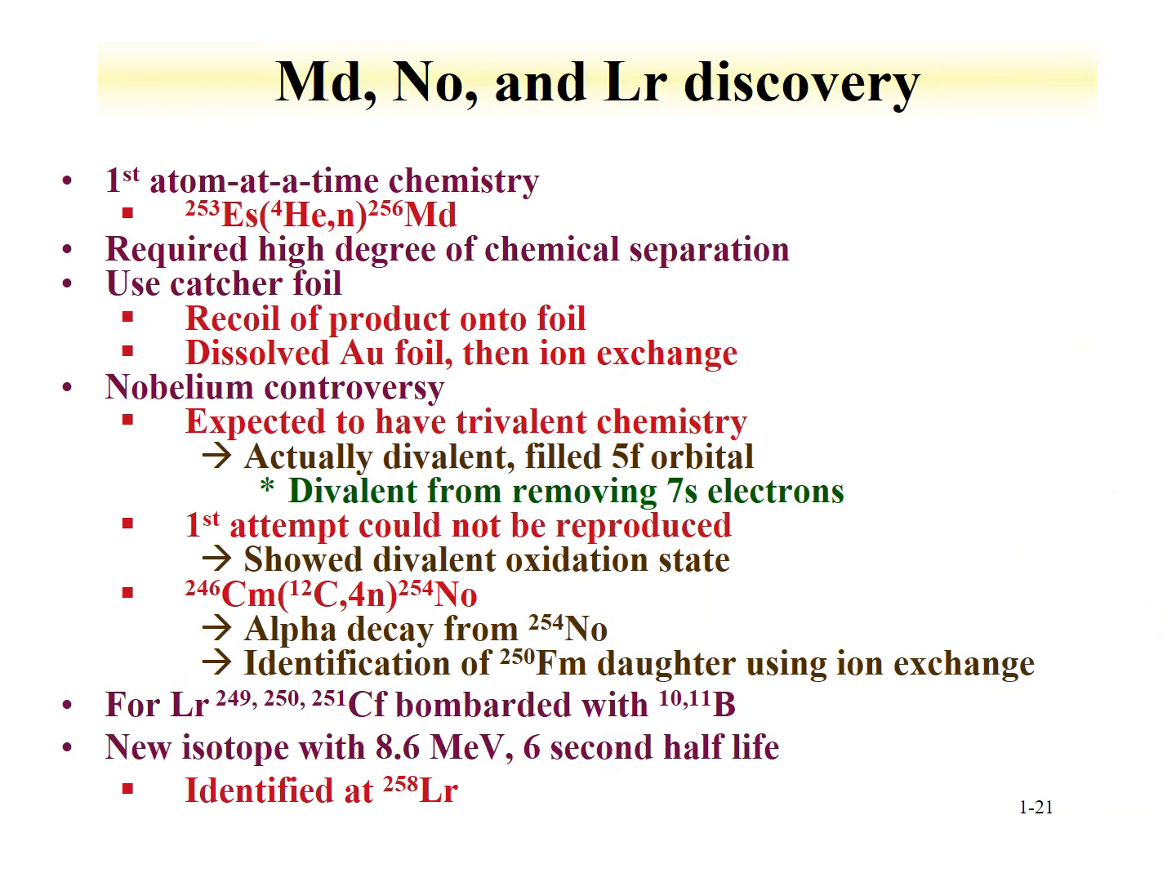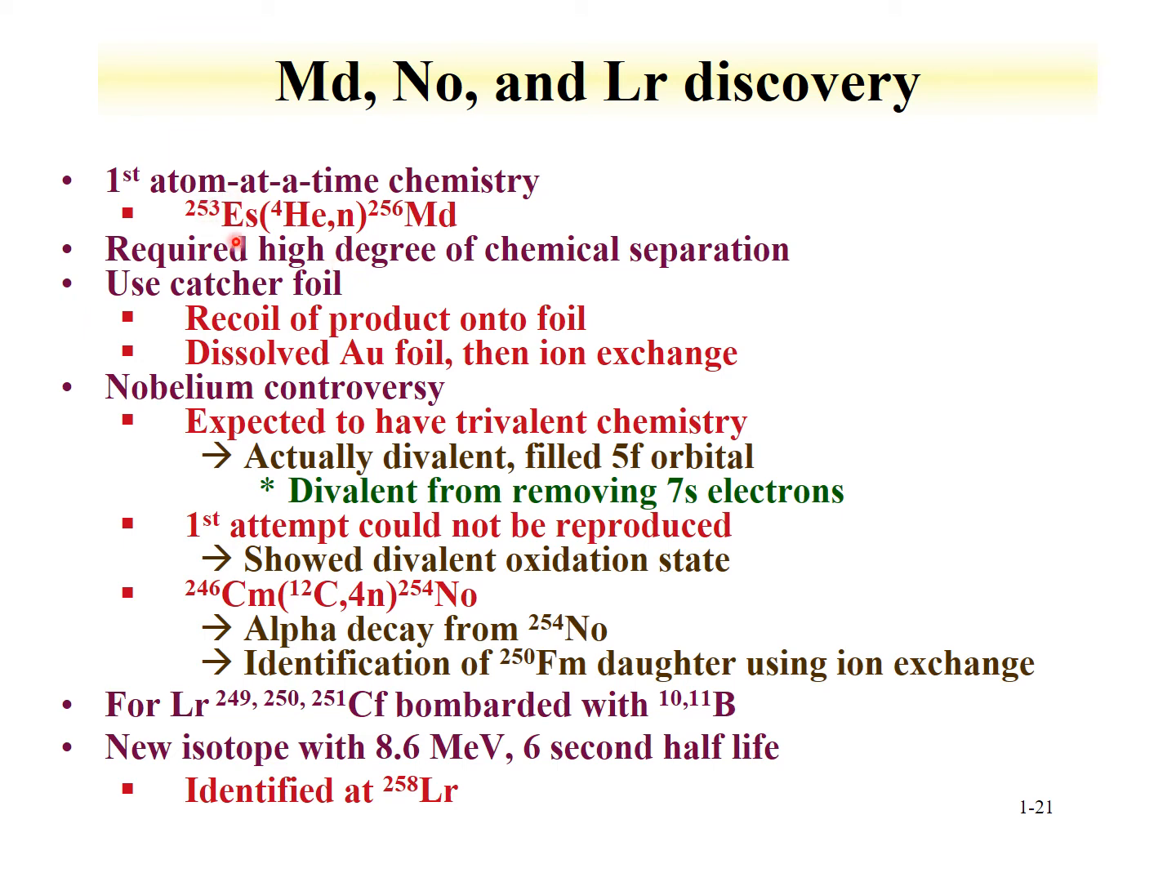The final three actinides, the heaviest ones, mendelevium, nobelium, and lawrencium. With mendelevium, you wind up getting atom at a time discovery because the amount of target that you can make for these reactions with an alpha particle starts becoming less. There's not a lot of Einsteinium to start off with. You're not going to make a lot of mendelevium. The cross sections get smaller. So they're requiring a high degree of chemical separation.